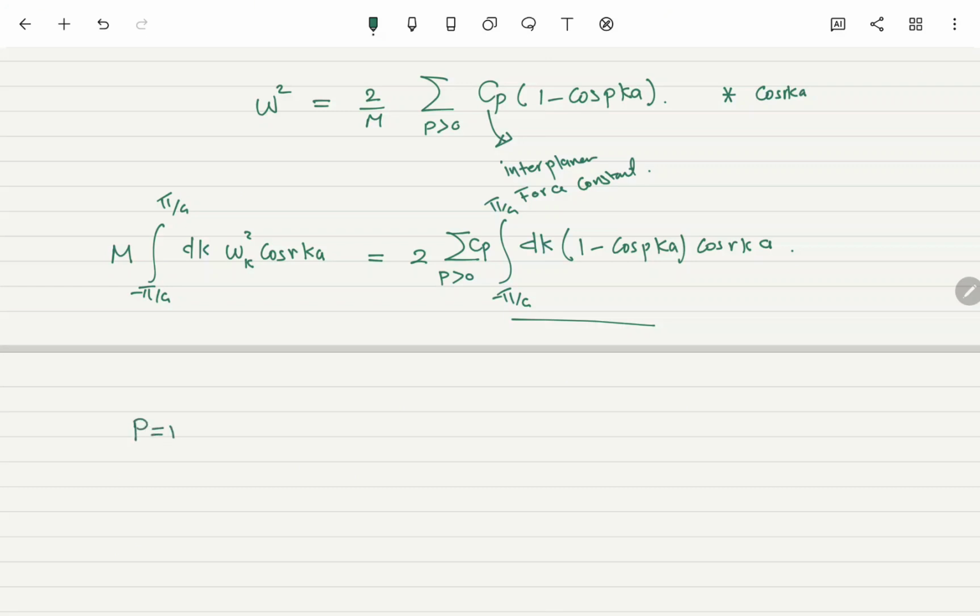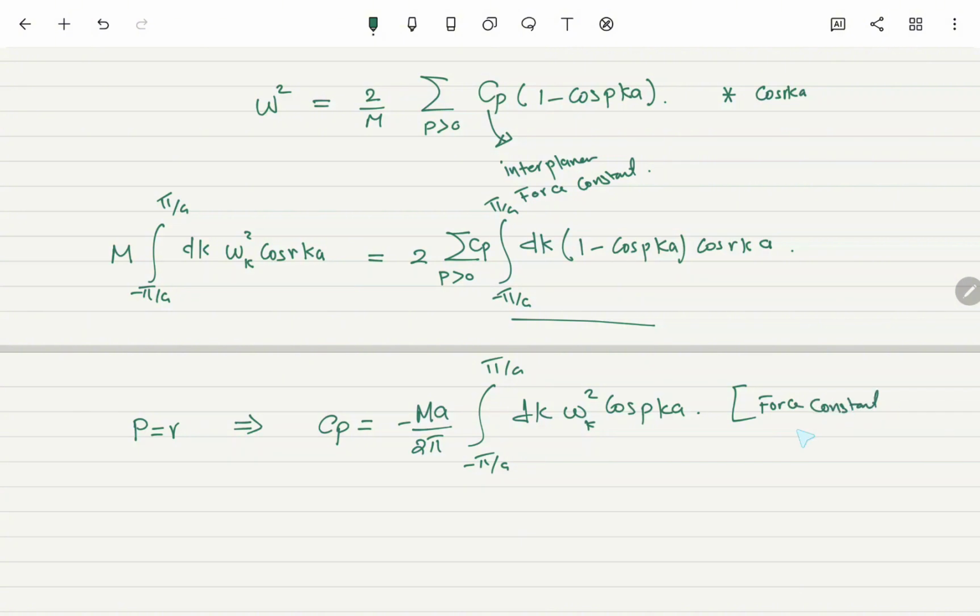Now when p equal to r, in this case here, Cp equal to minus ma over 2 pi integration from minus pi over a to pi over a dk omega square k cosine pka. And this one right here gives the force constant at the range pa for a structure with monoatomic bases. So this one here is the force constant for monoatomic bases.